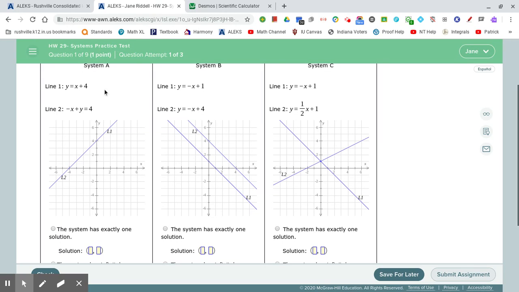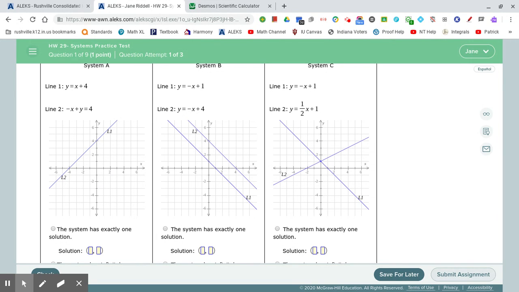Let's start off with system A. So when I look at my equations, I can't tell just looking at the equations that they're the same. If I solve for y, then I'd see that the equations are the same. But looking at the graph that is already provided for me, I can see that they had to have been the same because it's 1 line. It says line 1 and line 2.